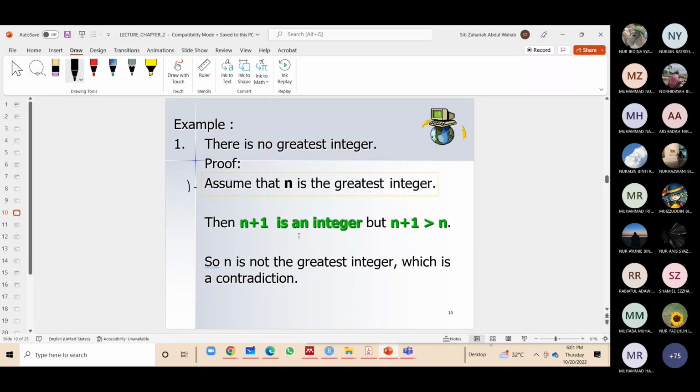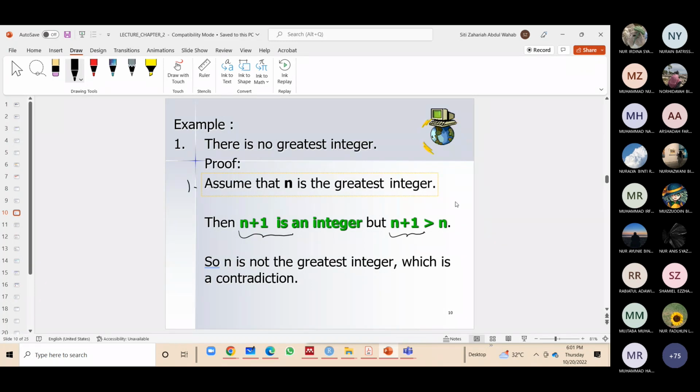Now we want to prove that our assumption is wrong. So how to prove? Look here. If we say n is the greatest integer, after n we have n plus 1. n plus 1 is also an integer, but n plus 1 is greater than n.